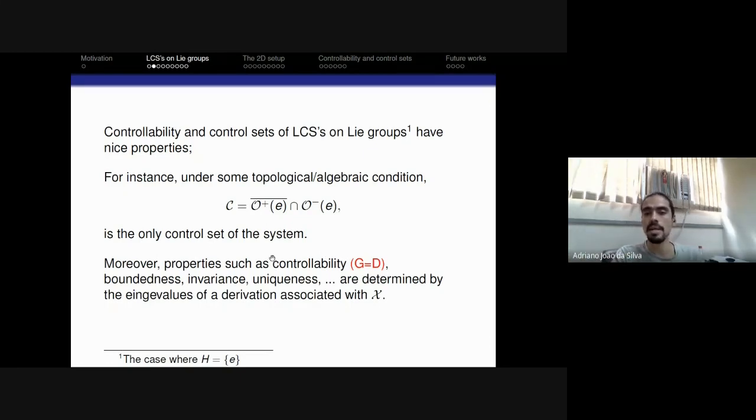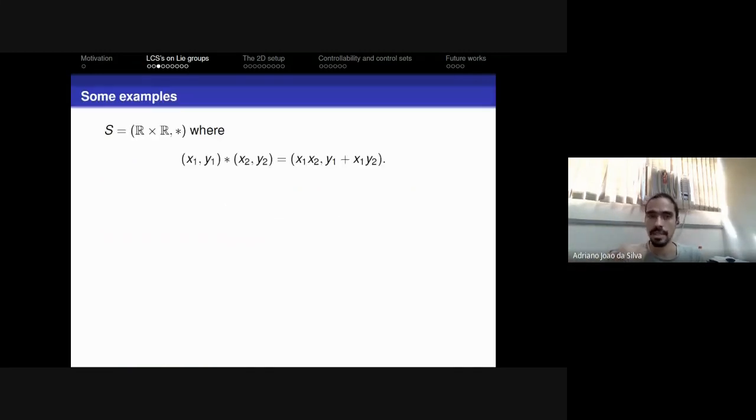Okay, so problems like controllability, the case where your control set C is exactly the whole group, controllability here in the sense that we can join any two points, okay? So you take two points of your state space, of your group, and you can join them by a solution in positive time. And then this property of controllability and boundedness of these control sets, invariance in positive and negative time, and even uniqueness, they are determined by this matrix associated to the drift, and mainly by the eigenvalues of this matrix. Okay. In order to illustrate that, let's see some examples.